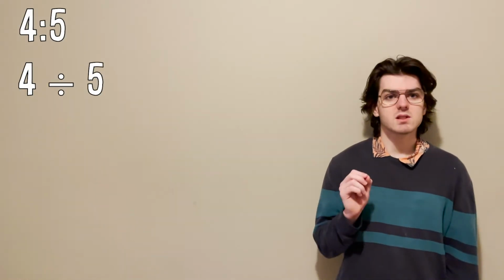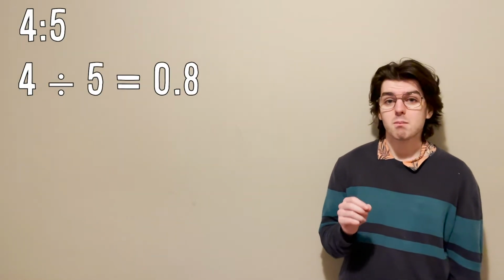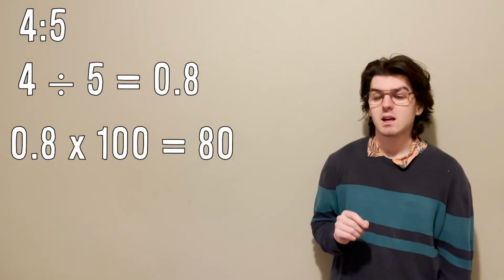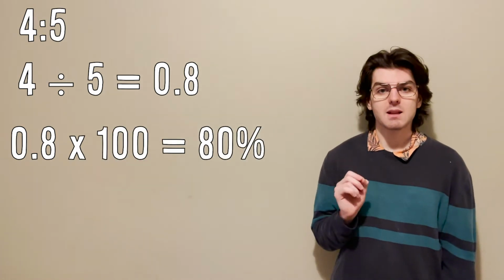Let's do an example with both notations. Take the ratio 4 to 5. Firstly, 4 divided by 5 gives us 0.8. Now, multiply that by 100 to get 80. Add a percent sign on the end, 80%.